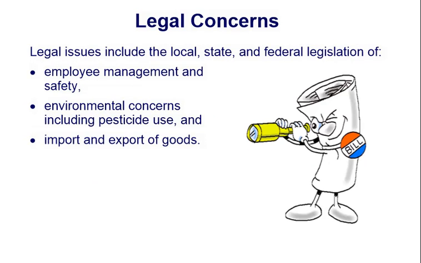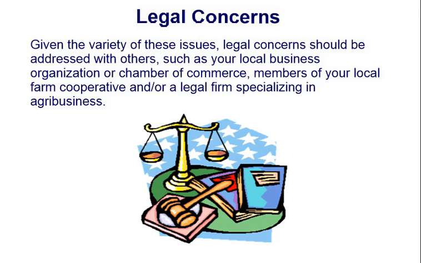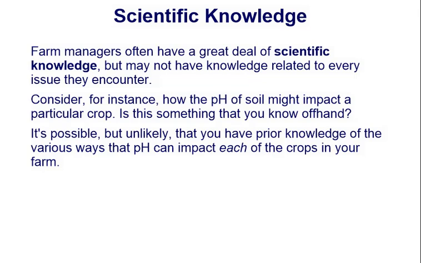Legal issues include the local, state, and federal legislation of employee management and safety, environmental concerns including pesticide use, and import and export of goods. Given the variety of these legal issues, legal concerns should be addressed with others, such as your local business organization or chamber of commerce, members of your local farm cooperative, and/or legal firms specializing in agribusiness.